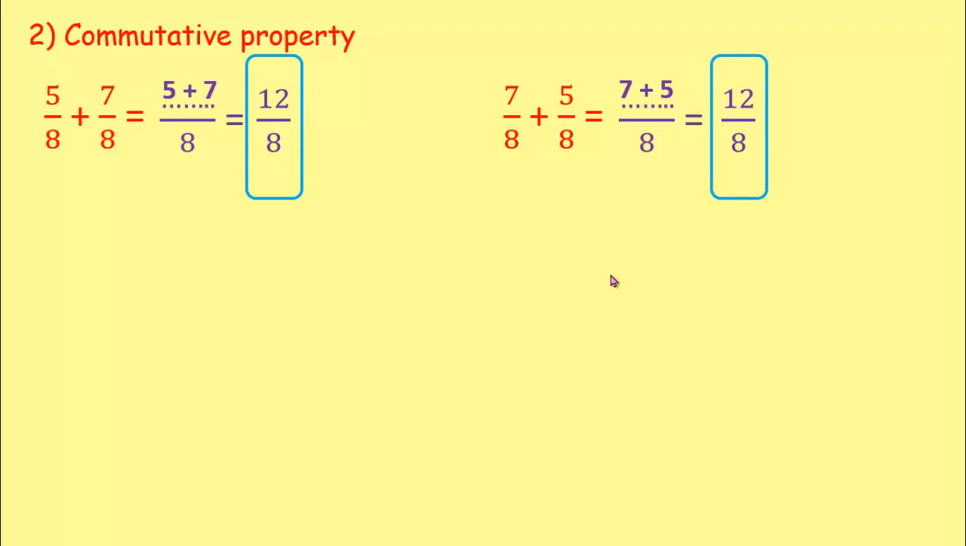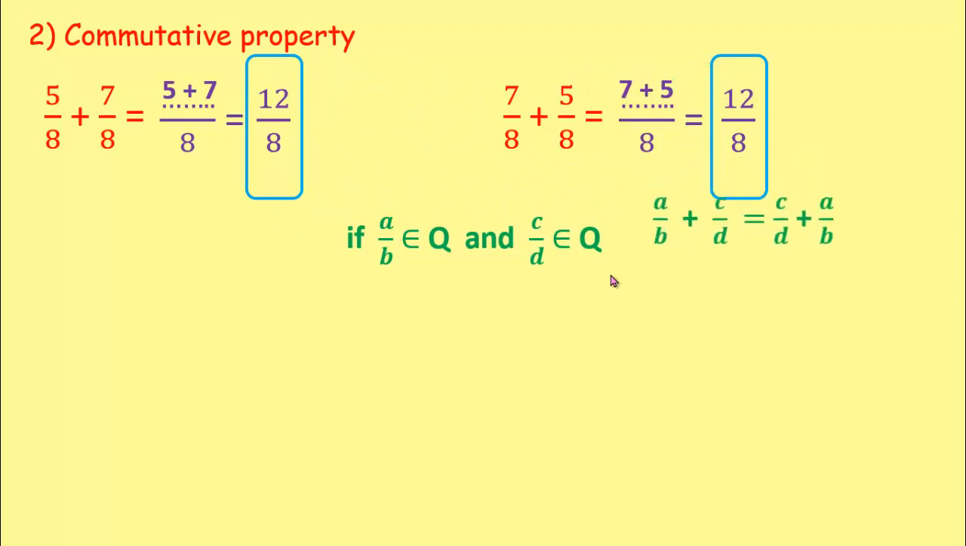Even when I change the position of the two rational numbers, still when I add them together, I get the same answer. And that's why we say that if A over B belongs to Q and C over D belongs to Q, then the order doesn't matter. If I made A over B plus C over D, it's equal to if I did C over D plus A over B. Order doesn't matter when I'm adding rational numbers, and this is the commutative property.